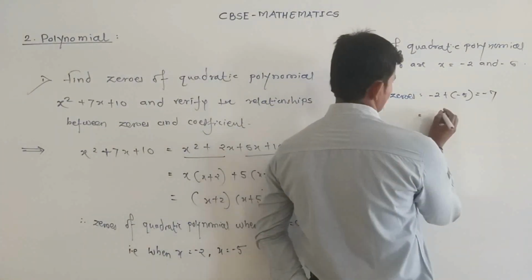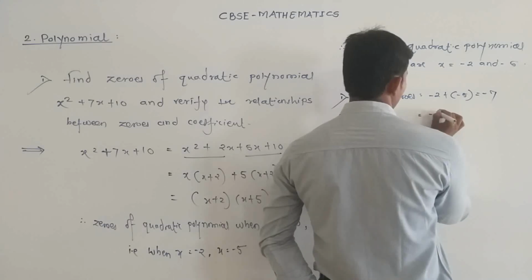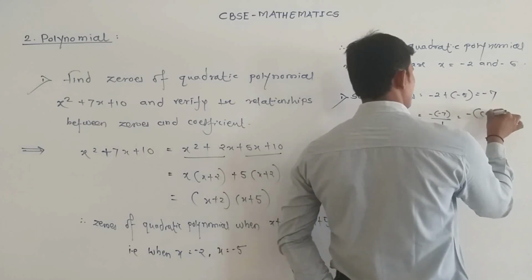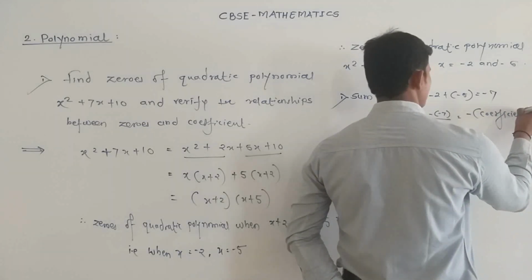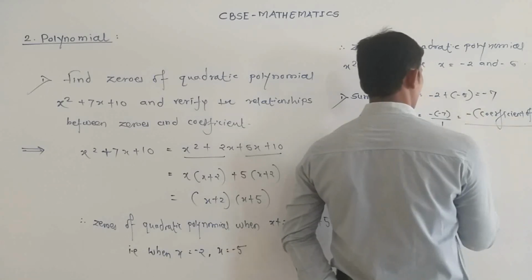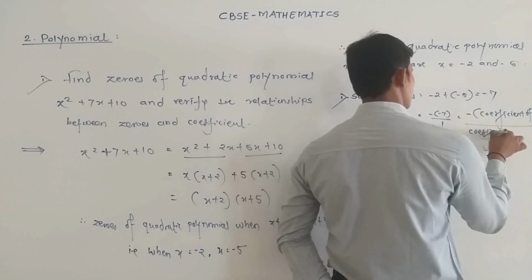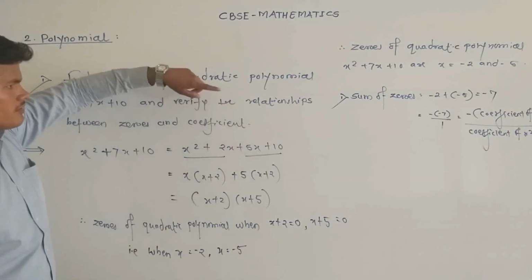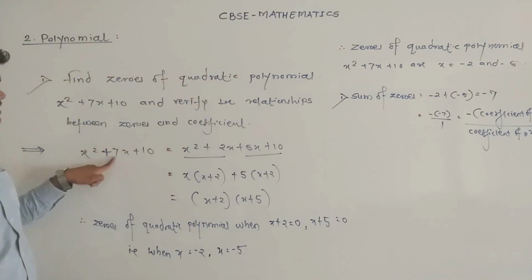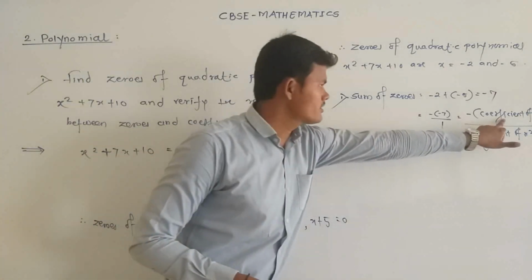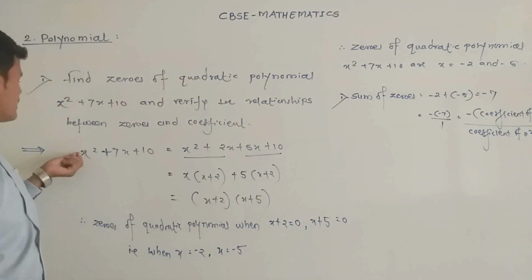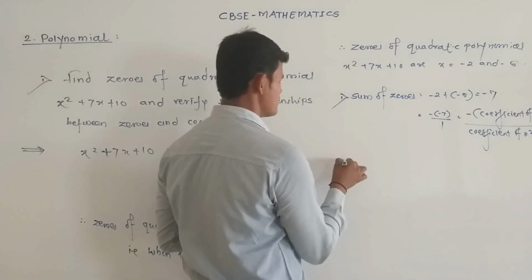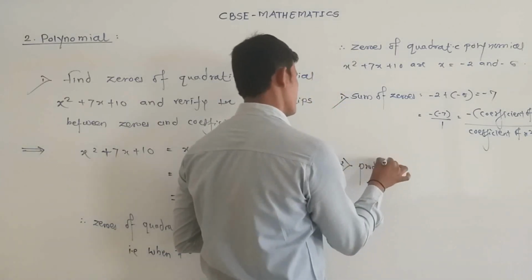So we get minus of minus 7 divided by 1, which is minus in bracket coefficient of x divided by coefficient of x square, where 1 is the coefficient of x square. Check out: minus of minus 7 is nothing but plus 7. So plus 7 is the coefficient of x divided by coefficient of x square, and 1 is the coefficient of x square. So this is the first relation, sum of zeros.